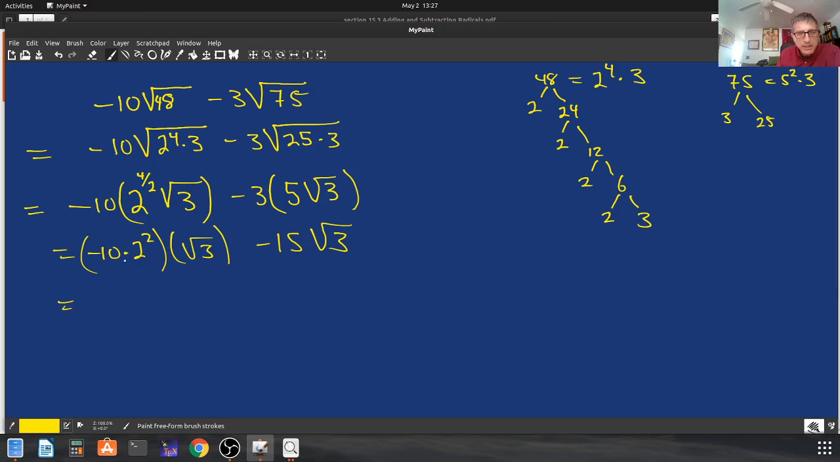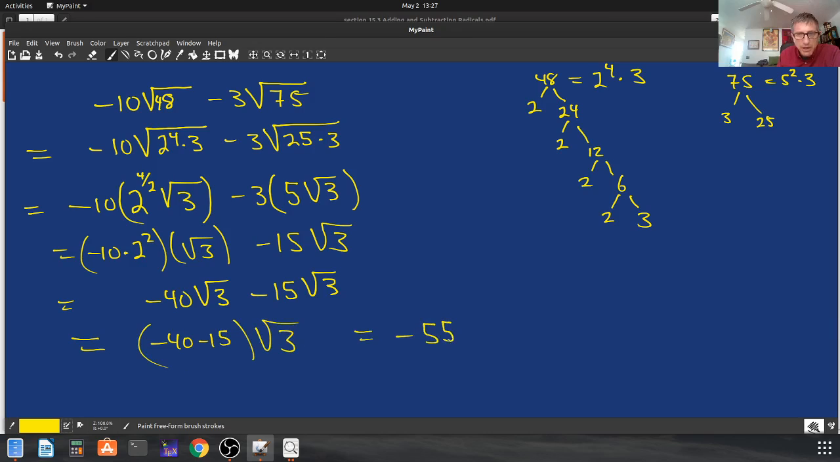So minus 10 times 2 squared is minus 10 times 4. So that's minus 40 on the square root of 3 minus 15 on the square root of 3. Notice how they broke down to like radicals in the end. So I can add these, or subtract them as it were. So that's minus 40 minus 15 times the square root of 3, which is the same as minus 55 on the square root of 3.